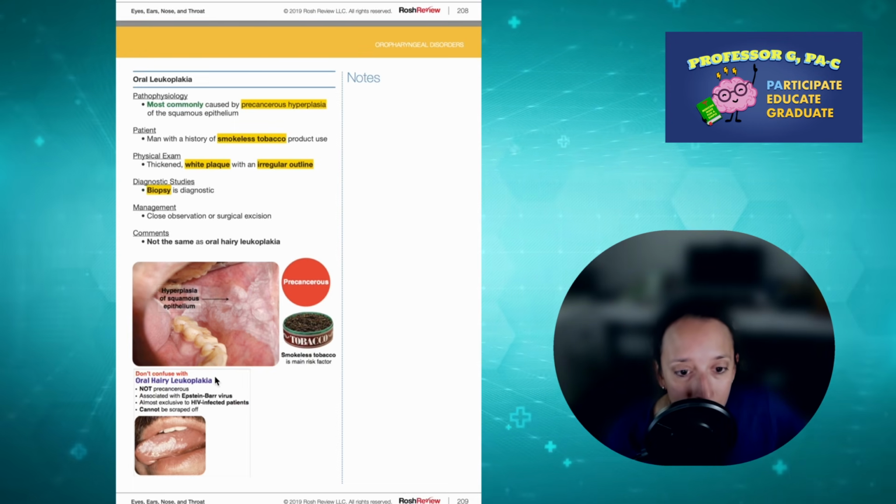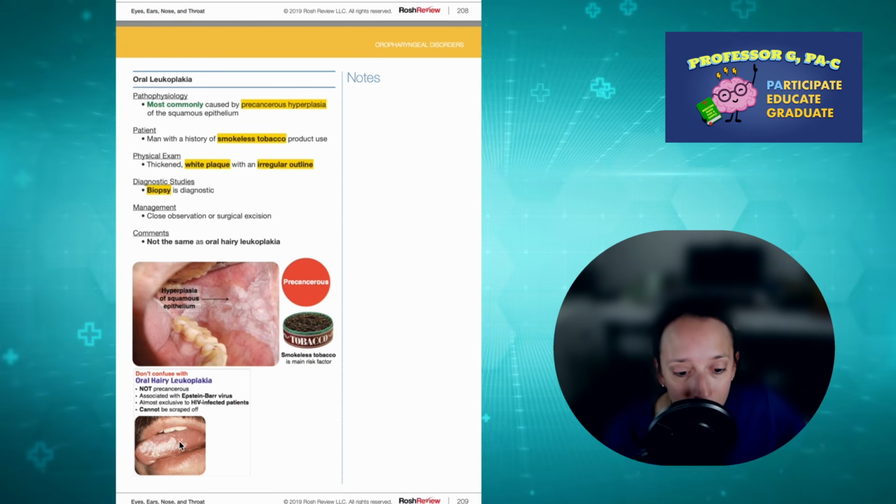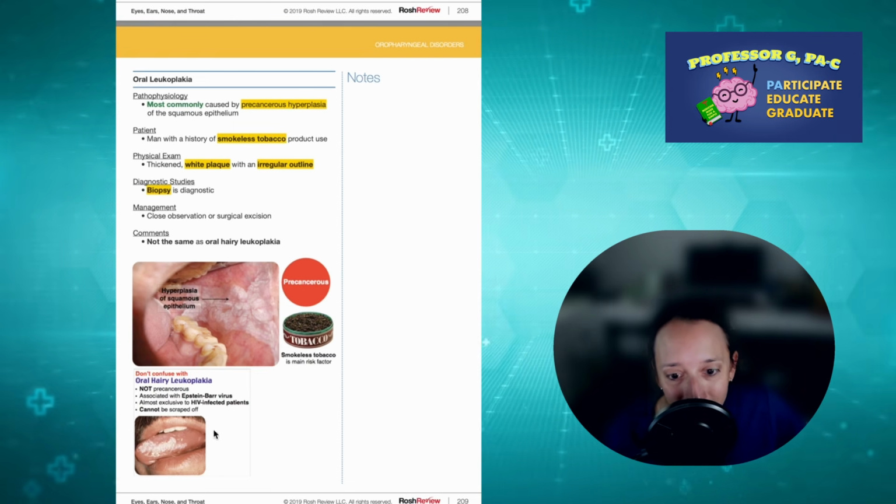And it is not the same as oral hairy leukoplakia. Oral hairy leukoplakia is not precancerous. It's caused by Epstein-Barr virus. We see it more often in HIV-infected patients, and it also can't be scraped off, but it looks a little more hairy, just like the name says.